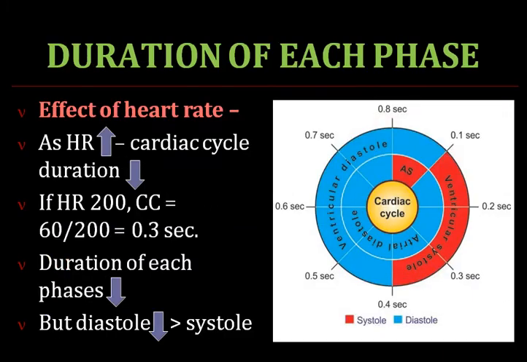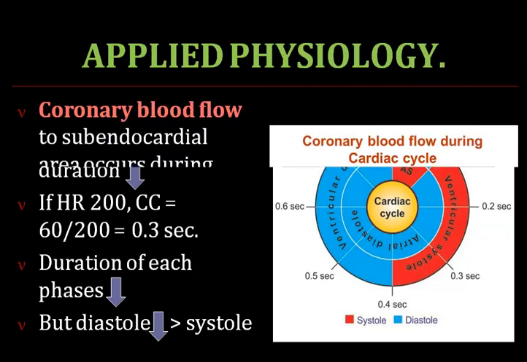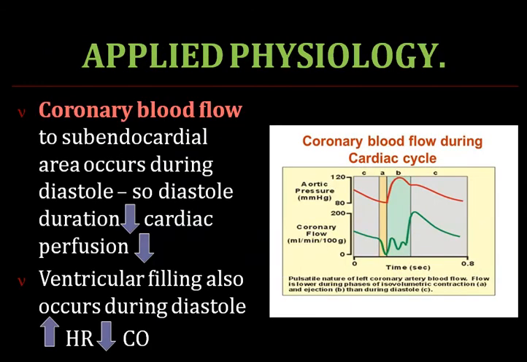Duration of each phase: the effect of heart rate is that as the heart rate increases, cardiac cycle duration decreases. If the heart rate is 200, the cardiac cycle is equal to 60 divided by 200, which is 0.3 second. Duration of each phase decreases, but diastole decreases more as compared to systole. Now the applied physiology: coronary blood flow to the subendocardial areas occurs during diastole, so as diastole duration decreases, cardiac perfusion decreases. Ventricular filling also occurs during diastole, so as the heart rate increases, CO decreases.